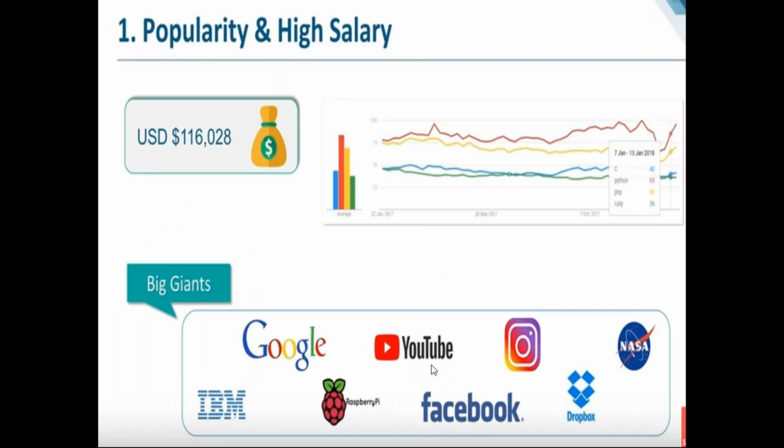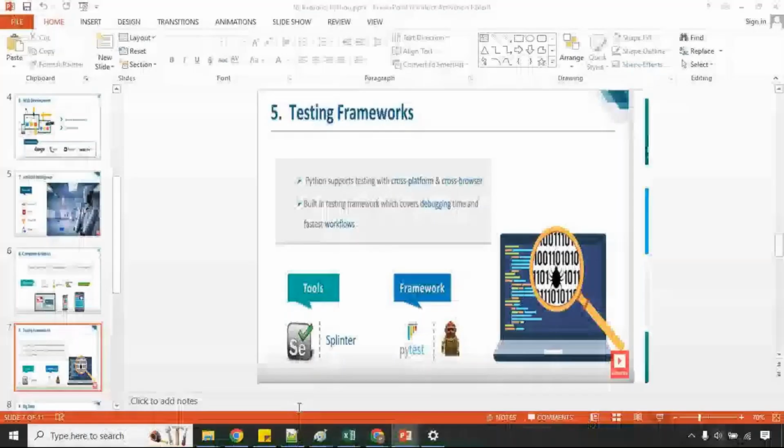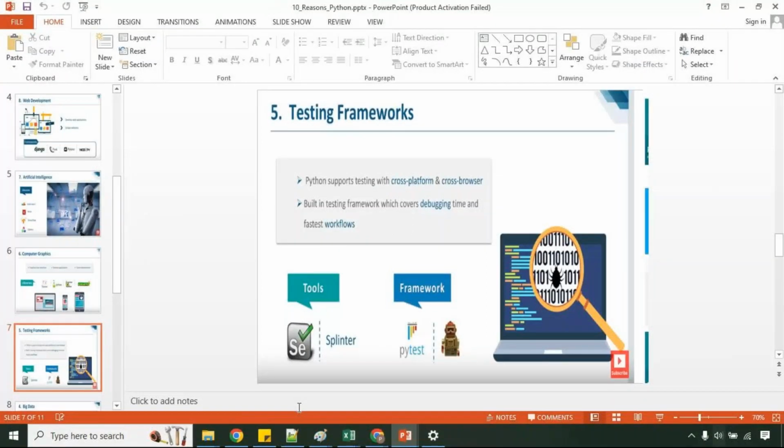Ultimately, people are working for the salary. So this is the trend from long back, guys, not only now, not recently. Earlier, the popularity of Python was like this. And also, as I said, multiple companies use it: Google, YouTube, Instagram, NASA, mathematical related, Dropbox, Facebook, Raspberry Pi, IoT related, IBM. So many big giants are using Python, guys. These are all the areas I can say.